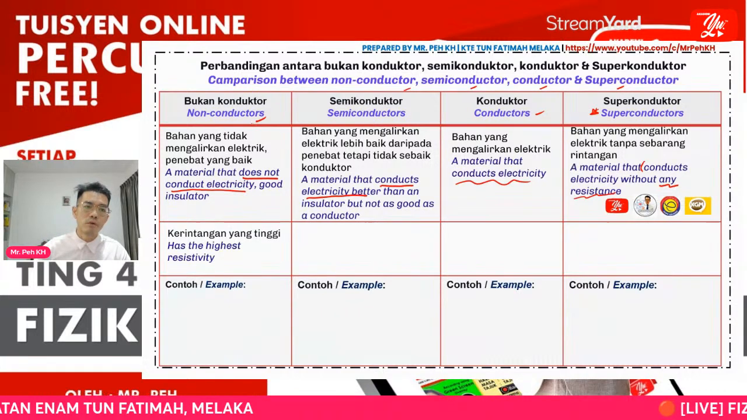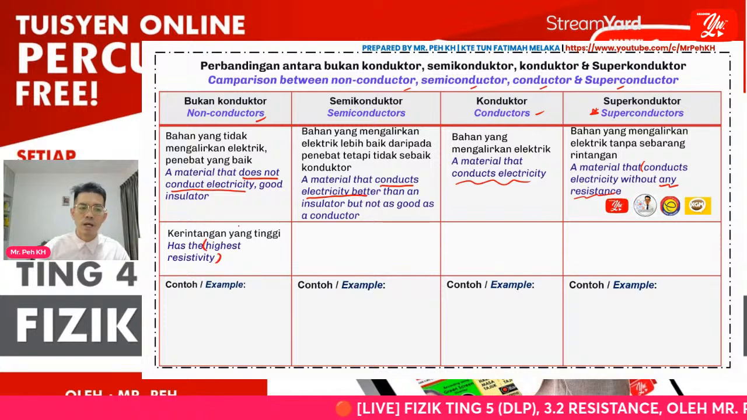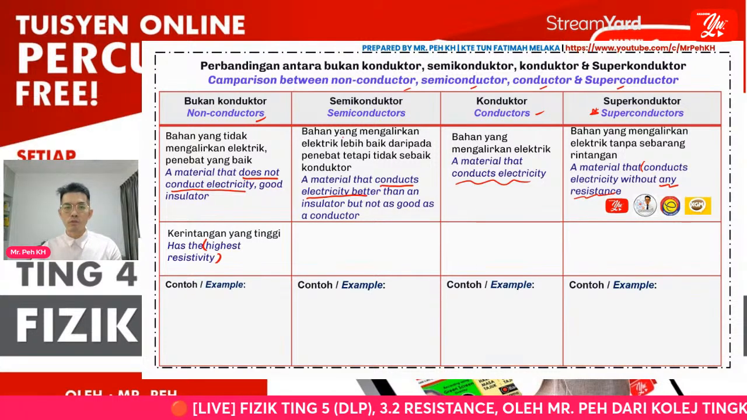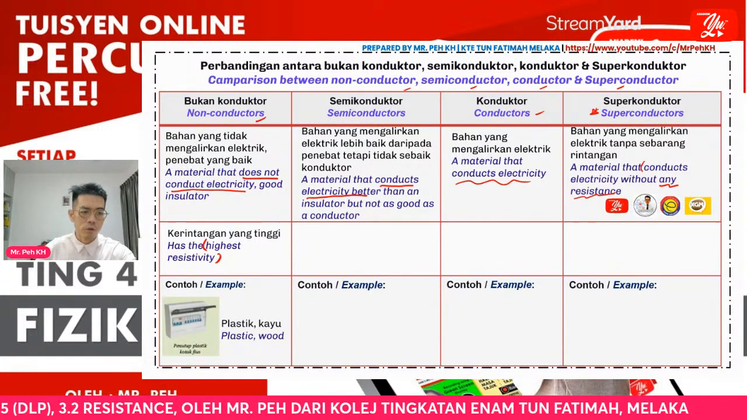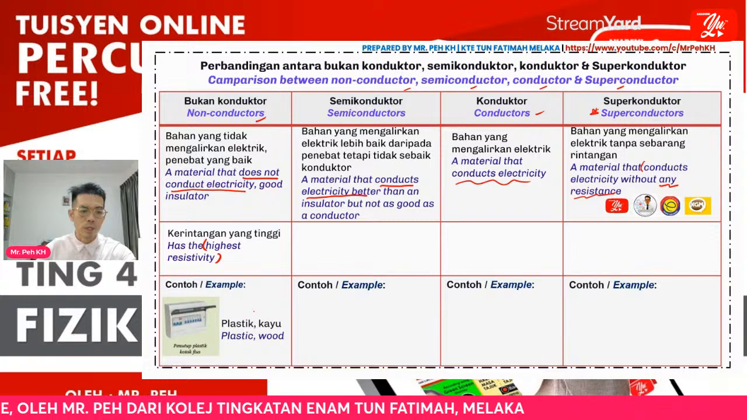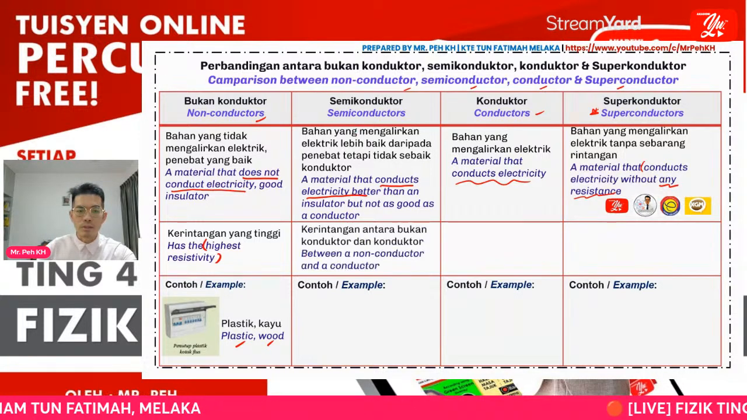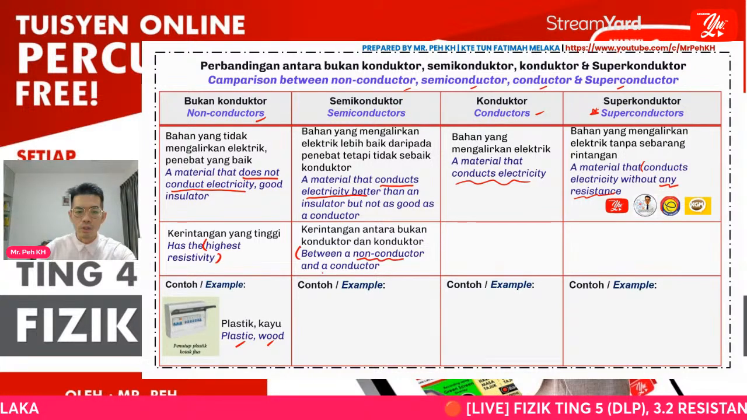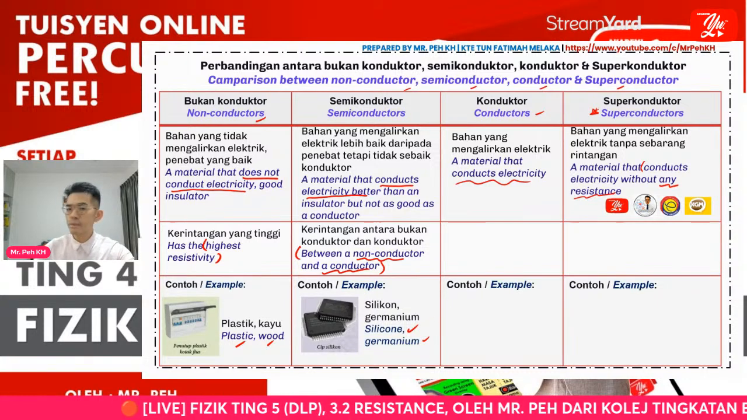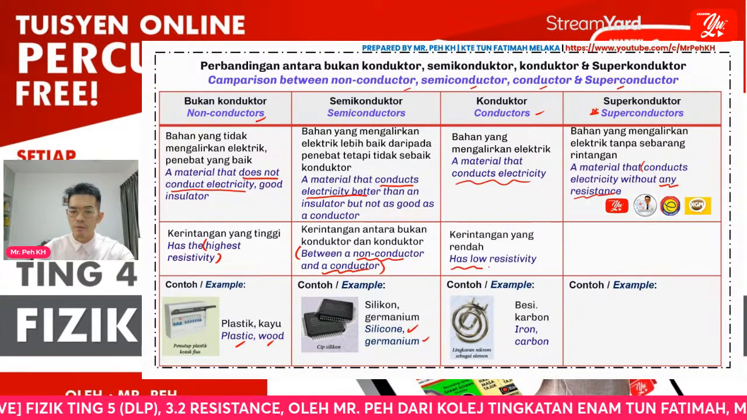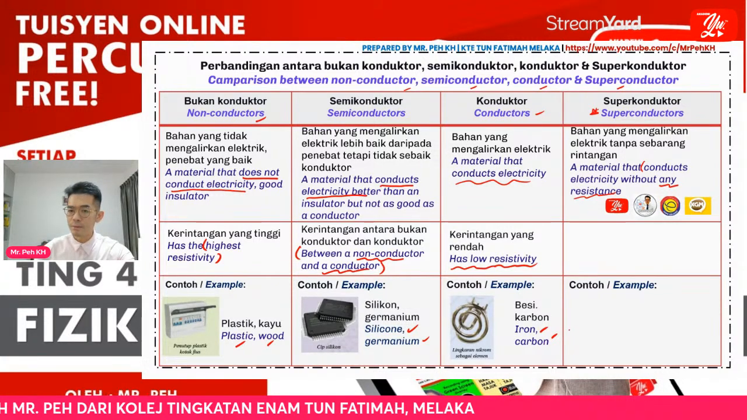Just like we mentioned already, a non-conductor has a high resistance, so it has the highest resistivity. For the non-conductor, examples are plastic and wood. Then for the semiconductor, the resistivity is between a conductor and a non-conductor, with examples silicon and germanium. Then a conductor has a low resistivity, where examples are iron and carbon, and also most of the metals.